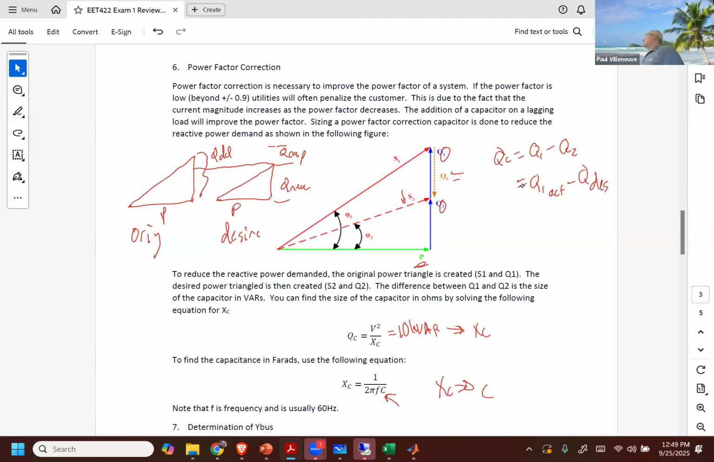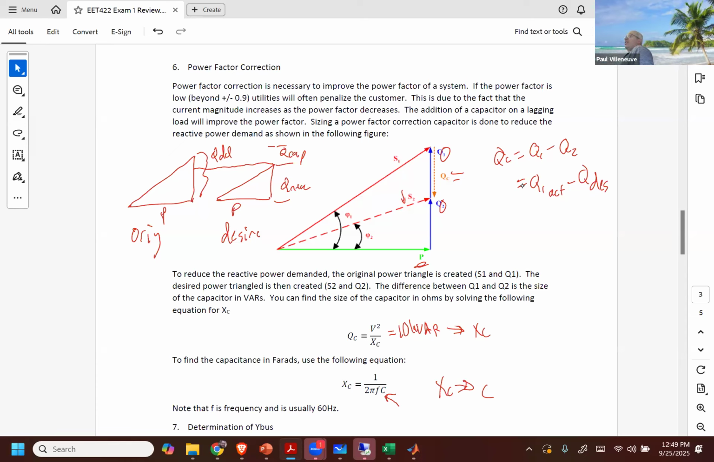So if I'm asking you to solve for a capacitor on the exam, in farads, you have to go through that whole step. The only thing I haven't given you in any of this stuff, because I'll tell you what the power factor needs to be improved to, I haven't given you F, but do I need to? Why not?